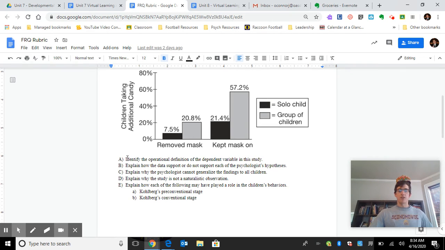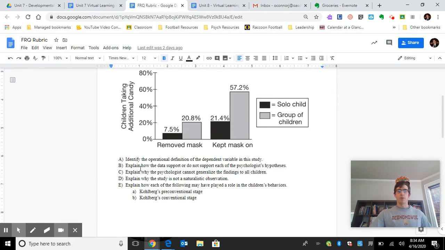So when it says things here like part A, it says identify the operational definition of the dependent variable in the study. You don't need to do IDA for that if it just says identify the operational definition of the dependent variable. All right. When they say that, all you have to simply do is write out in a sentence the operational definition of the dependent variable in this study is, and then identify the dependent variable. And remember, you got to have the operational definition.